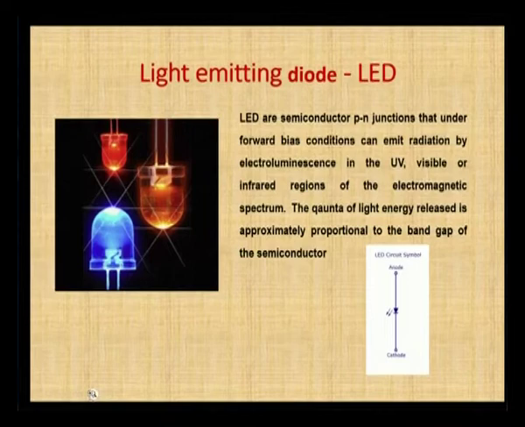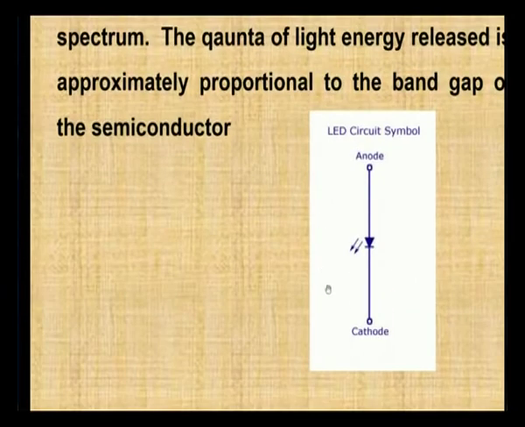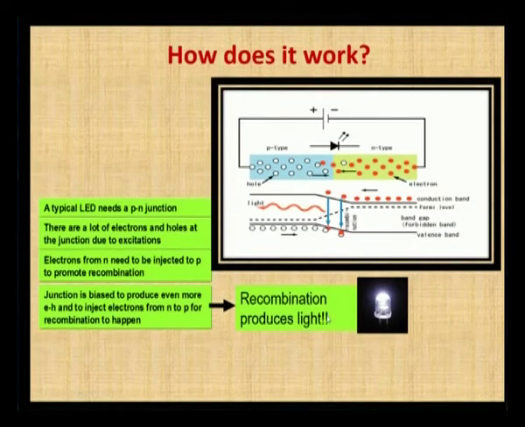The symbol of the LED looks like a normal diode, but with 2 arrow marks. These are like light rays, the emitted visible light rays, and this is the anode terminal, this is the cathode terminal. The direction of current is like this, from anode to cathode. Let us see how it works.